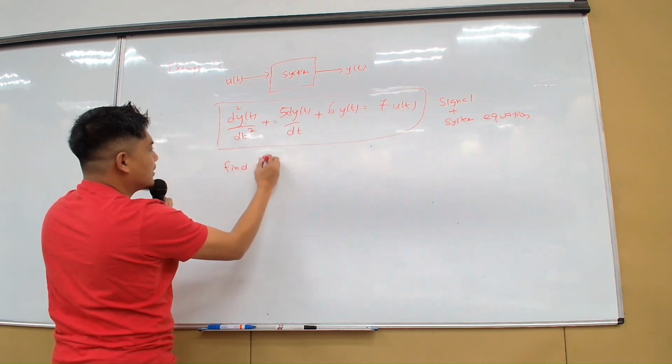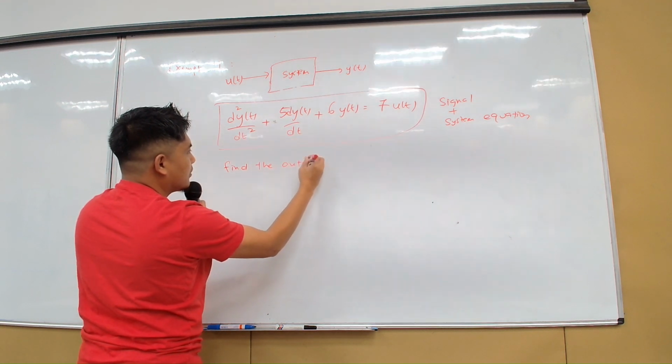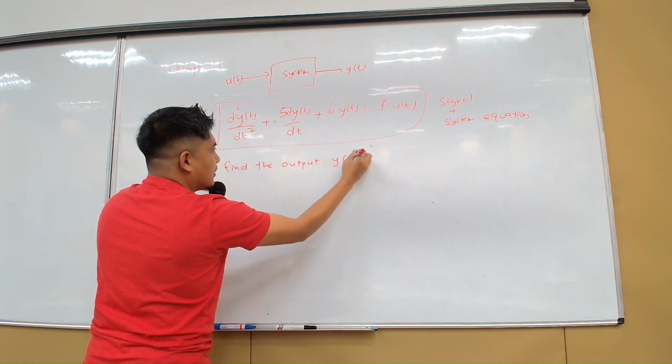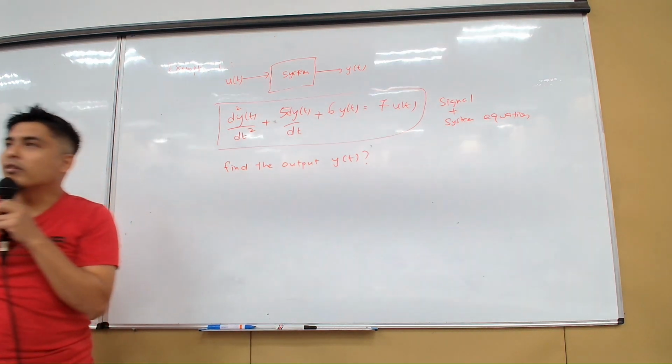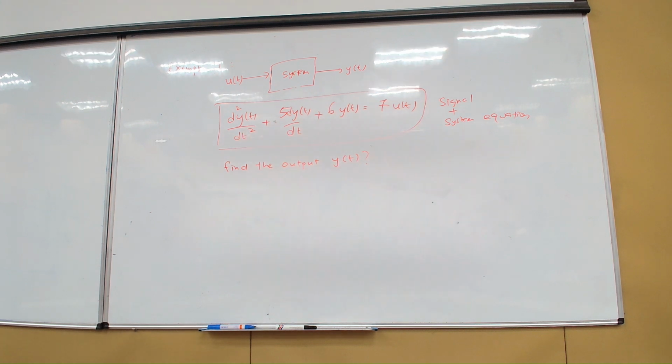find the output yt. Because normally if you give something to a system, what we are interested in is only the output. Because we want to see what's happened. We want to know what is the output. We don't care what's happened to other things. We just care about the output.